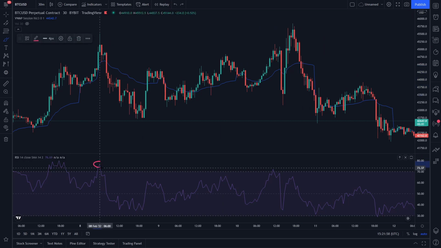When price is overbought, like we have an example right here, it shows that people bought too much of the asset in a small period of time, and the reversal is likely to happen. Vice versa, when people sell too much of the asset in a small period of time, it becomes oversold and the reversal is again likely to happen.